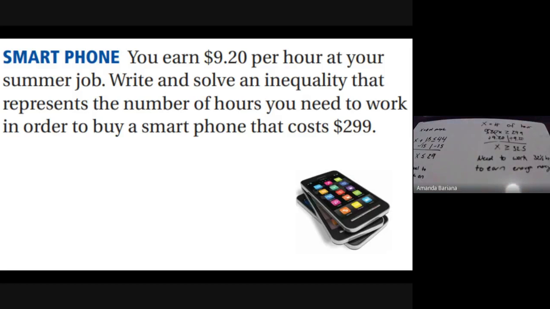But again, we have this as an inequality because you can't always work a half of an hour. So it could be working 33 hours to give you enough money to buy that phone. But we know we need at least that 32.5 hours will give you exactly enough.